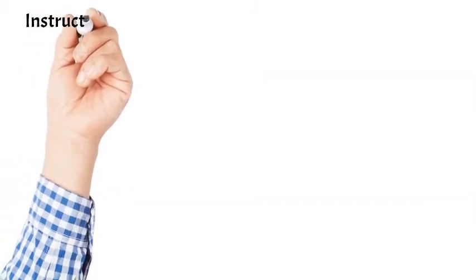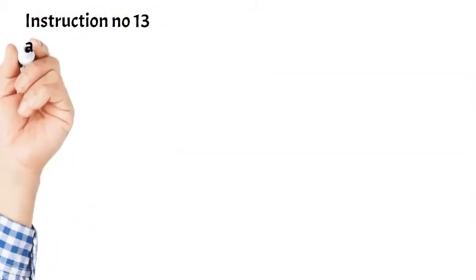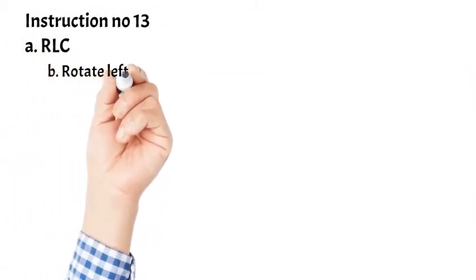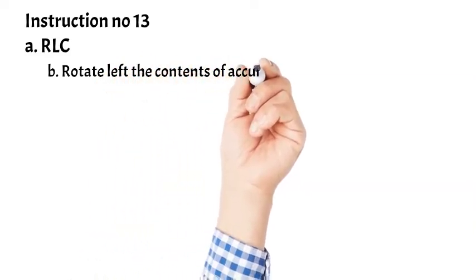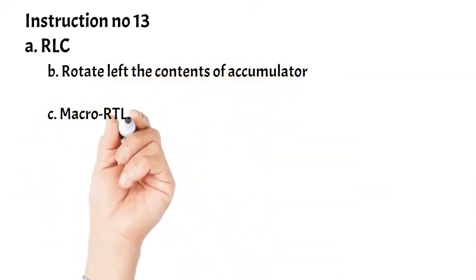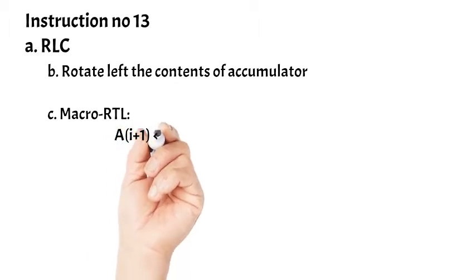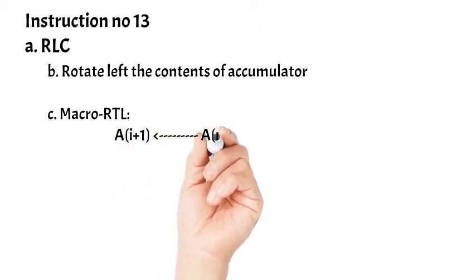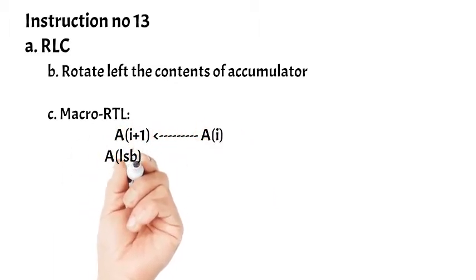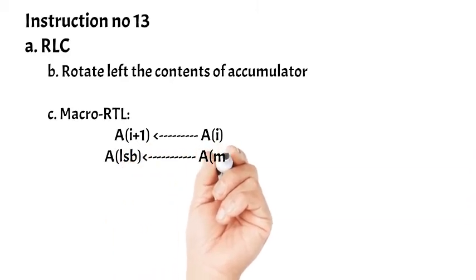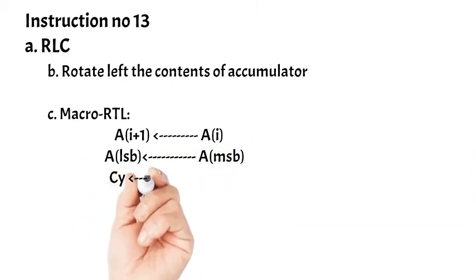Next, four instructions are regarding rotate. So first of them is RLC. What it does is it rotates the contents of the accumulator towards the left. That means A(i) will become equal to A(i+1). In other words, we can say the most significant bit will become least significant bit.